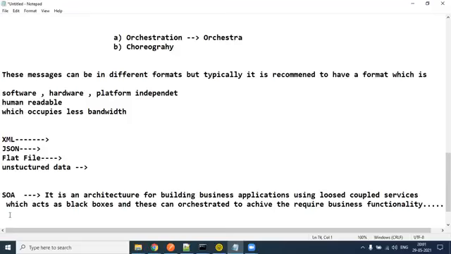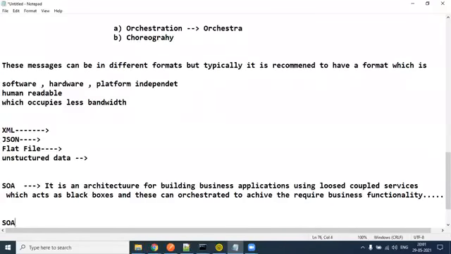SOA is also compared to a block game we all used to play in our childhood, right? I don't know what fancy name it is called these days. There used to be some blocks which we could arrange in different ways to build different things. We could arrange the blocks to build a car, a building, a house. So SOA works on loosely coupled services, and these can be combined together to achieve different business functionality. These services are typically reusable.